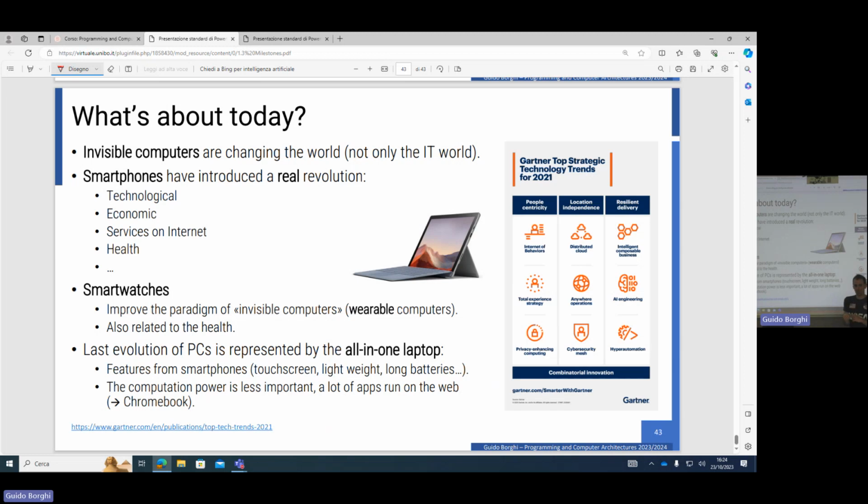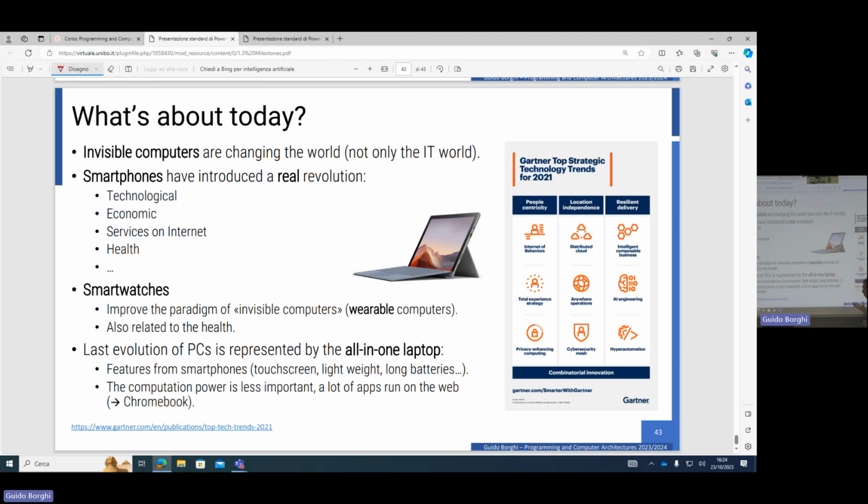And then we can use this computer inside the watch to create a smartwatch that is able to acquire data, compute data, and also connect to the internet and transfer much information about, for example, your health. We can use a smartwatch to monitor your health, one of the greatest revolutions related to smartwatches. So smartphones and smartwatches are the last evolution of personal computers.